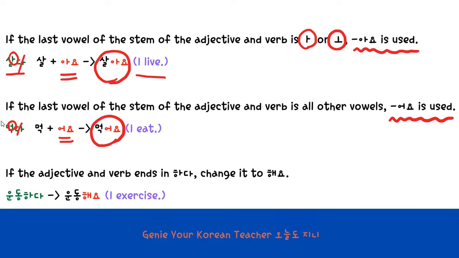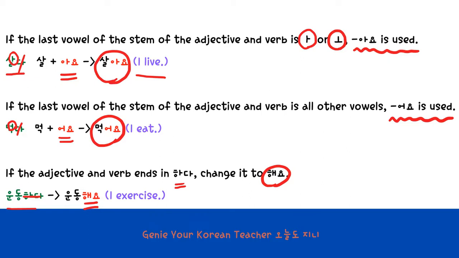And if the adjective and verb ends in 하다, then you change it to 해요. So here we have 운동하다, just change 하다 to 해요. So it becomes 운동해요. I exercise. 운동해요.